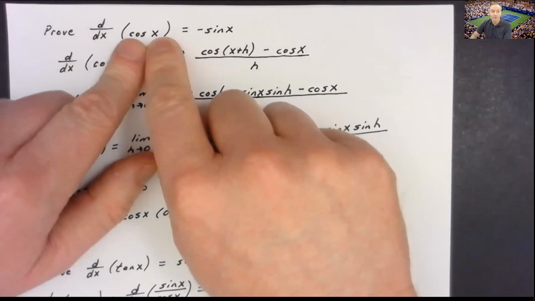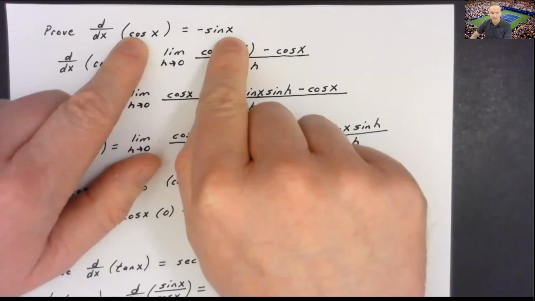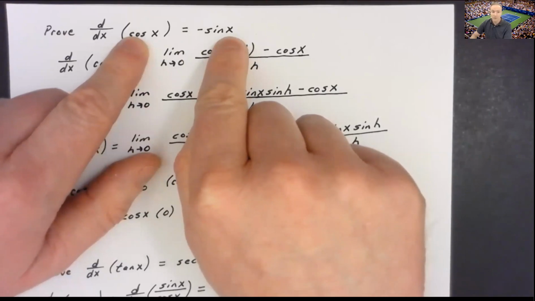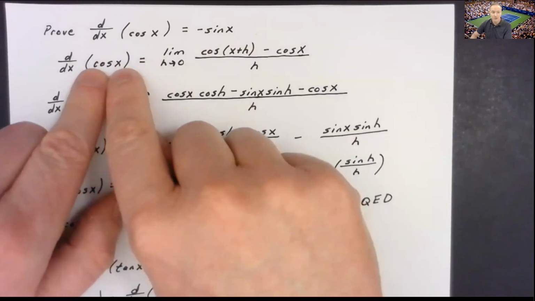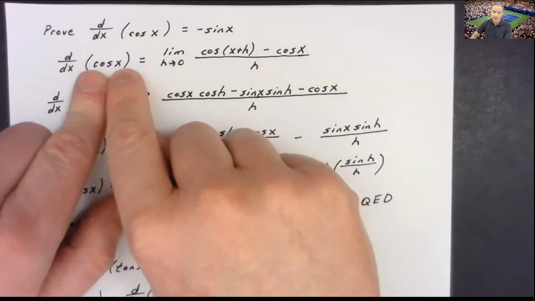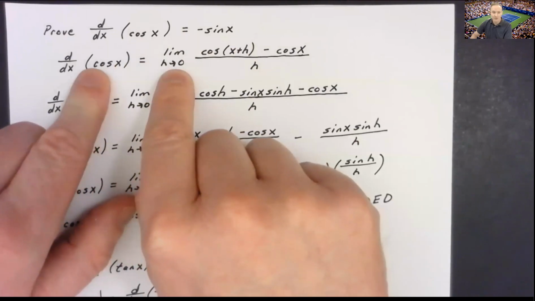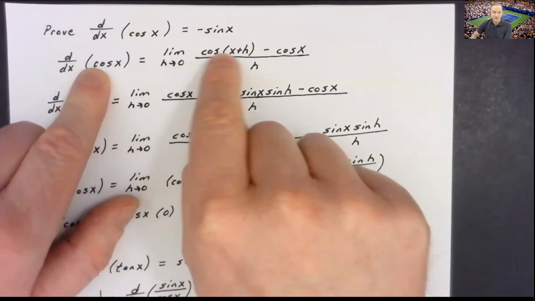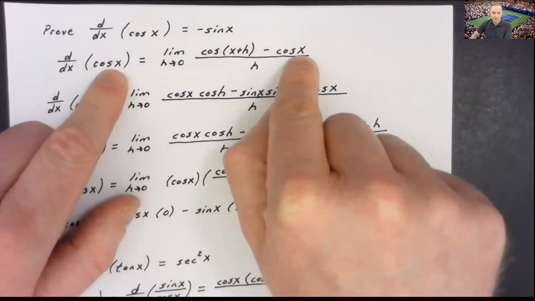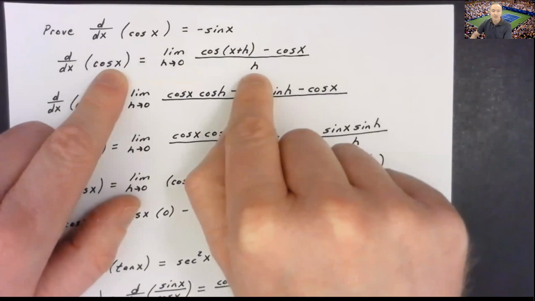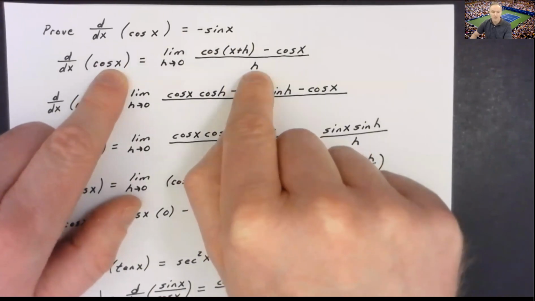Here, if I'm asking you to prove that the derivative with respect to x of cosine x is negative sine of x, well, when in doubt, the one thing that we can always do is use the limit definition of the derivative. I know that the derivative of the cosine of x is the limit as h approaches 0 of the cosine function evaluated at x plus h minus the cosine evaluated at x, divided by the change in the x values, which they're h units apart. Limit definition of a derivative.